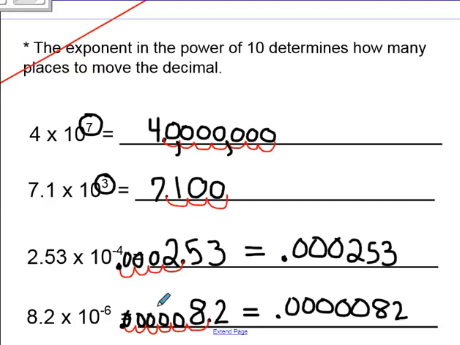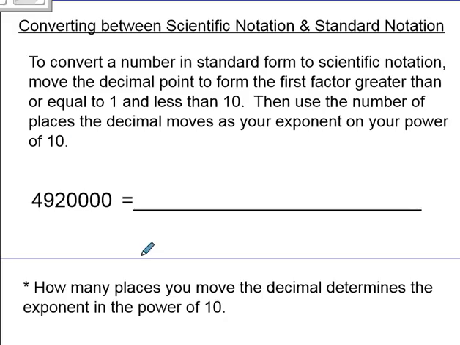So again, you can see that I started off with 8 2/10, and then when I divided by 10 6 times, I end up with a very, very small number. So we went from scientific notation to standard form. Finally, we want to convert between scientific notation and standard form the opposite way. So I'm going to start here with a number in standard form, just a regular number like you're used to, and I want to write that in scientific notation.